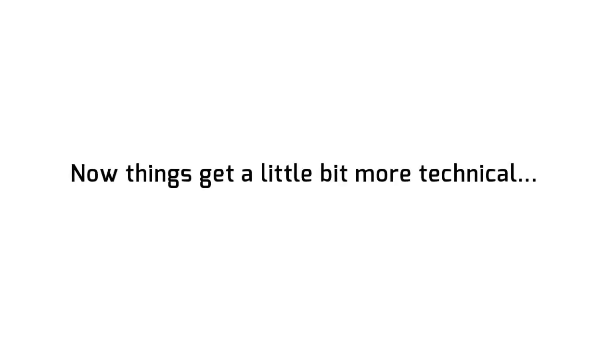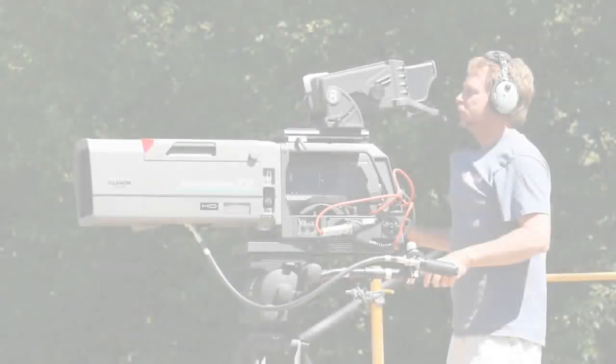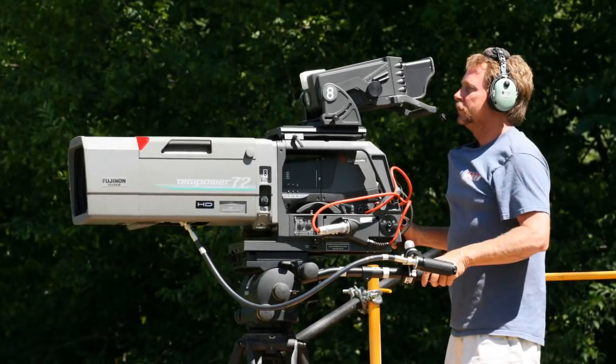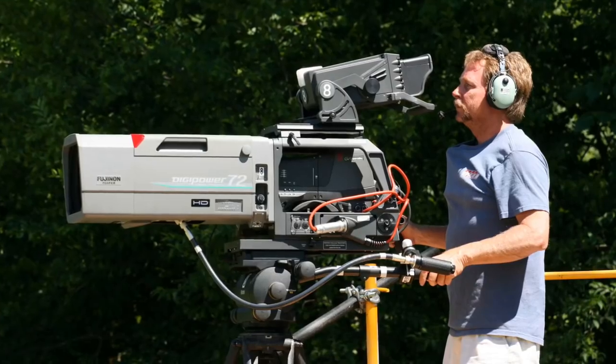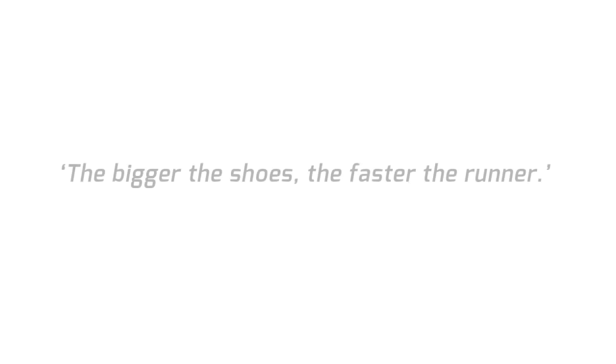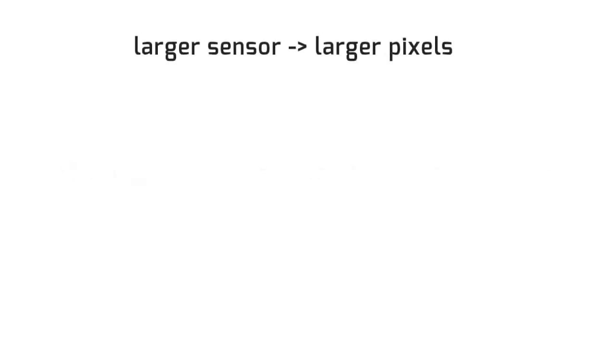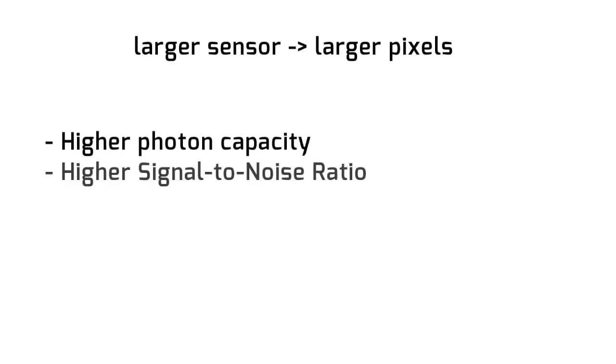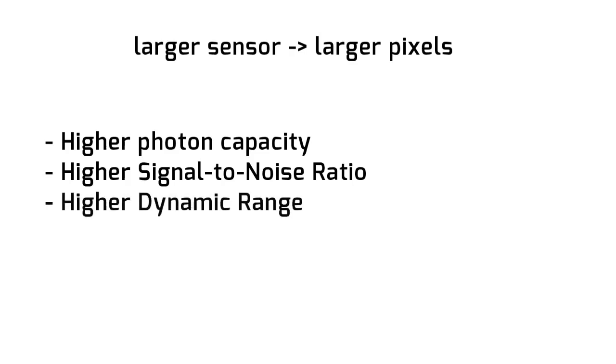Now things get a little bit more technical. The larger the camera, the larger the sensor can be. The larger the sensor, the more information it can receive from the lens, which in turn means the better the image quality. So how is that any different from saying, the bigger the shoes, the faster the runner? Well, a bigger sensor usually means larger pixels, and the increased surface area means a higher photon capacity, a higher signal-to-noise ratio, and higher dynamic range to preserve the details of the image's shadows and highlights.